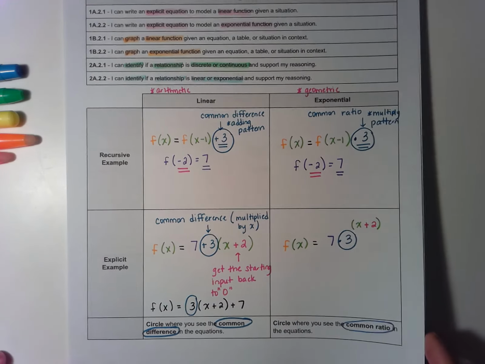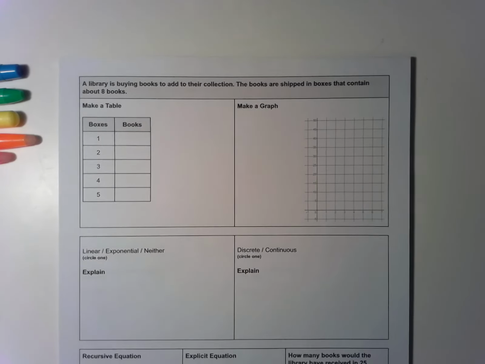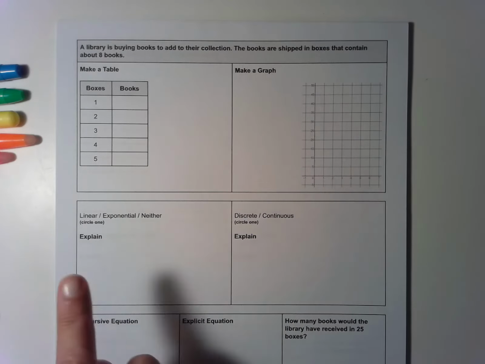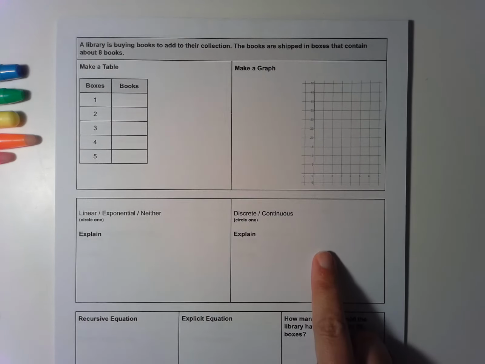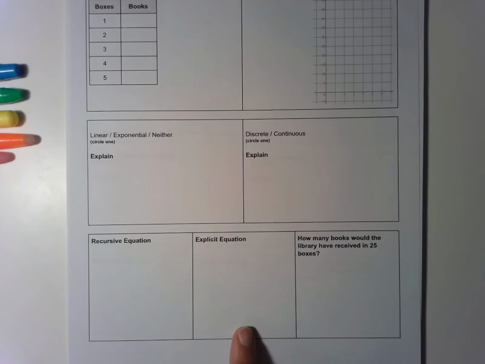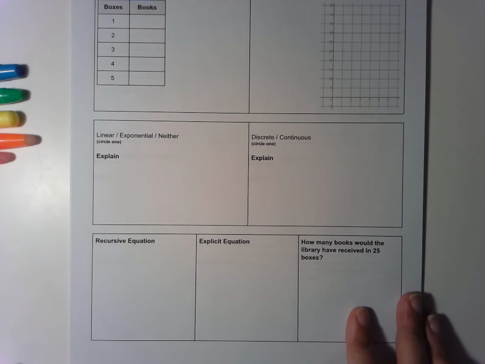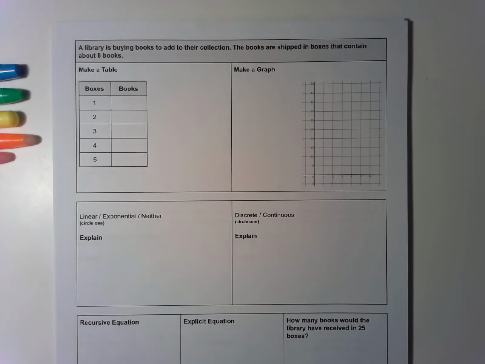All right, now let's take this and pull it all together. I'm going to give you a scenario, and I'm basically going to ask you to do everything you could possibly do. We're going to make a table, make a graph, determine if it's linear or exponential and explain how we know, determine if it should be discrete or continuous and explain how we know. We're going to write a recursive equation, write an explicit equation, and use those equations to predict what's going to happen for a bigger number. So there's a lot going on here. This is going to be one big problem to connect all of our ideas.